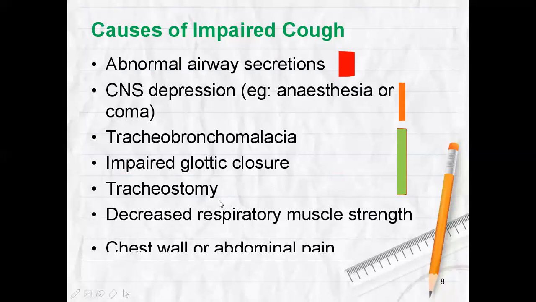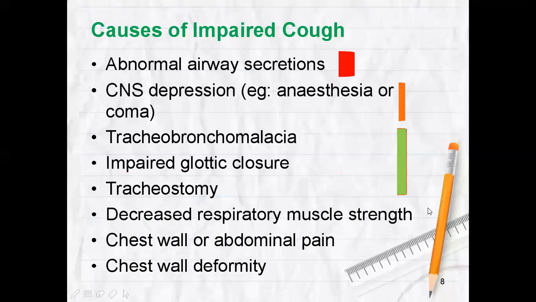Now, talking about the other causes that will lead to an indirect effect on the effector organs or effector muscles, in this case we have decreased respiratory muscle strength, chest wall or abdominal pain, and chest wall deformity. You can note here that I have color coded these so that it matches the previous slide of dissecting a reflex.